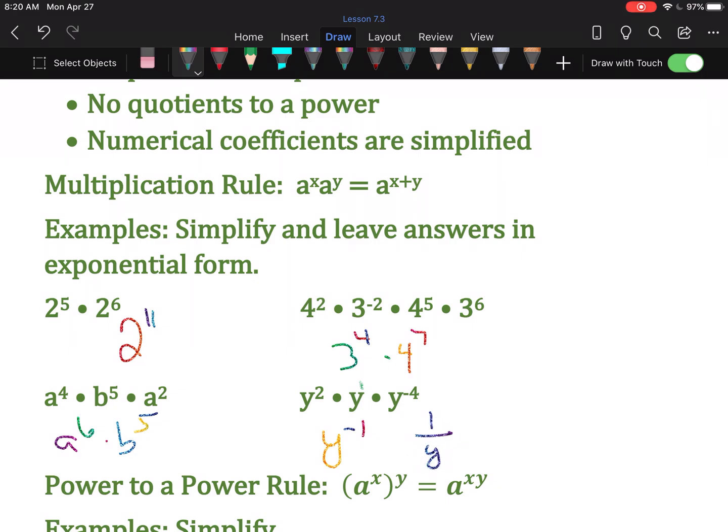Yes, it's y to the first. Writing down that exponent is kind of pointless, so I'm not going to do it. However, if you choose to, that's entirely up to you. I won't mark it wrong if you do.